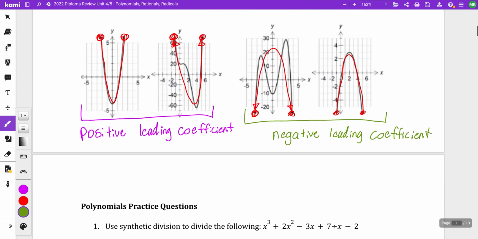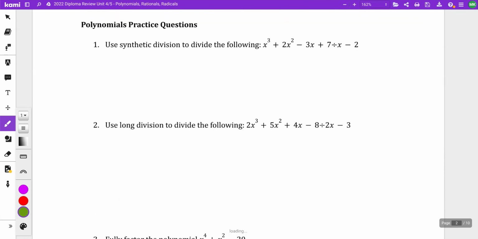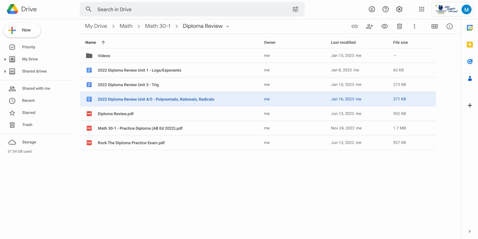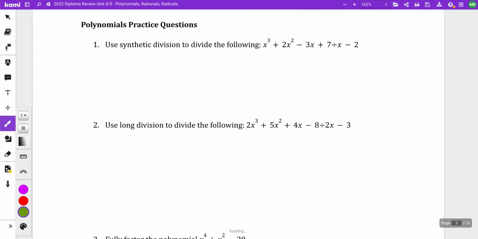Wicked. Let's do some questions. We're going to start with our good friend division. So we're going to do synthetic division and long division. If you remember, we would take polynomials and we were dividing them. That was always lots of fun. All right, we'll start with synthetic division, then we'll do long division.